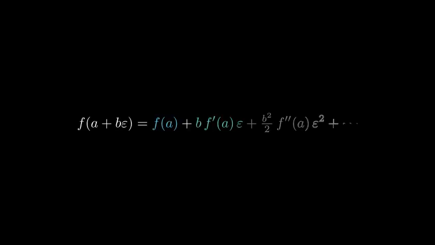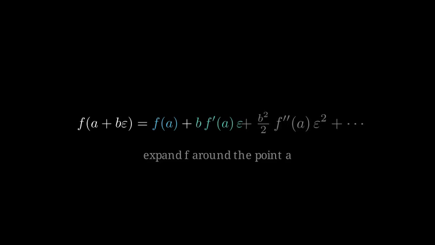Why does this matter for derivatives? Take any smooth function f and feed it a dual number, a plus b epsilon. Expand it as a Taylor series around the point a. The first term is simply f of a, the value at that point. The next term carries the first derivative, b times f prime of a times epsilon. After that comes the second derivative term, b squared over 2 times f double prime of a times epsilon squared. And every term beyond that carries epsilon cubed, or some higher power of epsilon still.